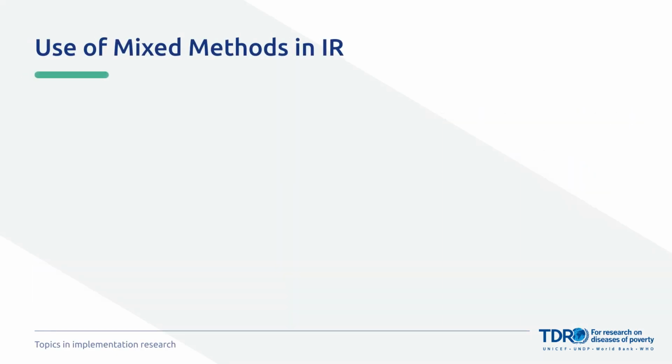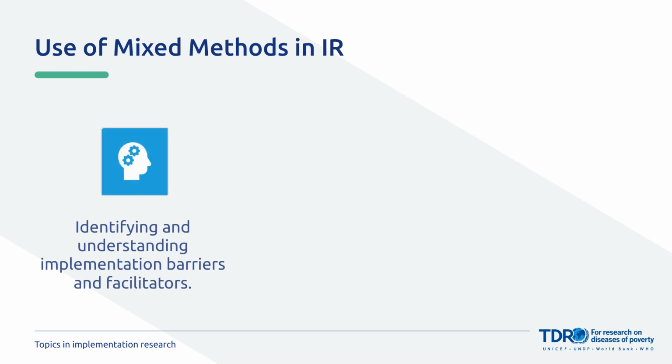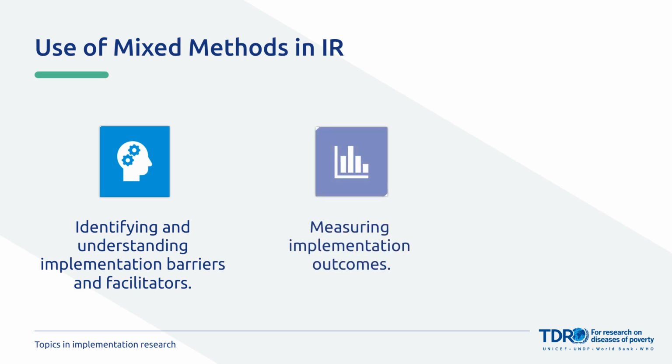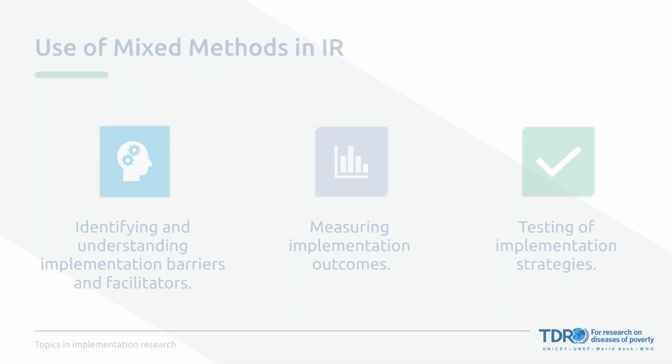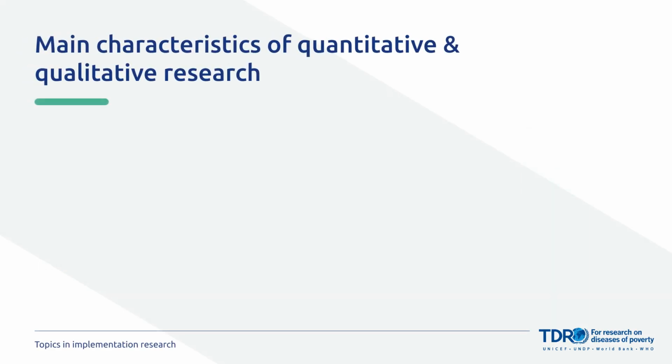Mixed methods can be used for all three areas implementation research focuses on, these being identifying and understanding implementation barriers and facilitators, measuring implementation outcomes, and testing of implementation strategies. Let's take a moment to look at the characteristics of quantitative and qualitative methods.